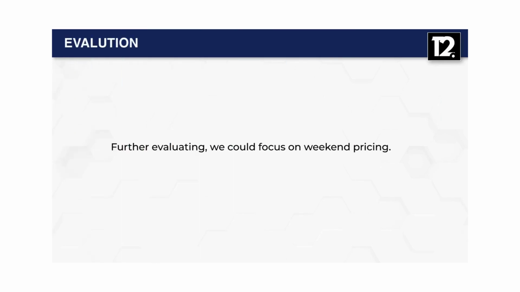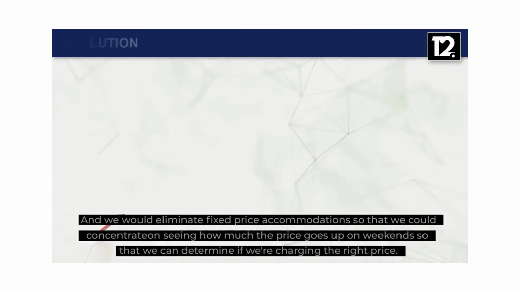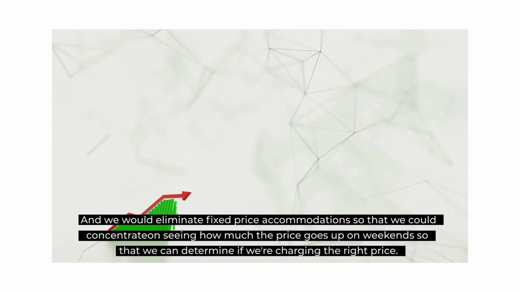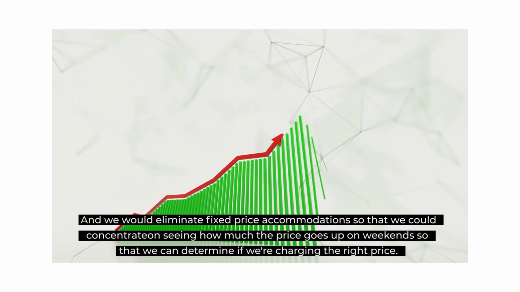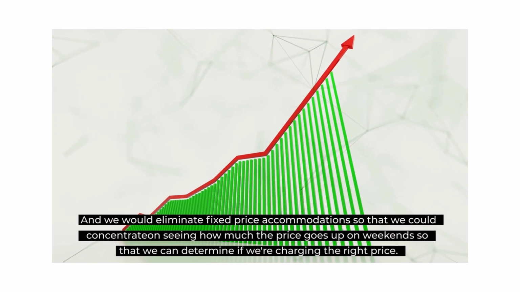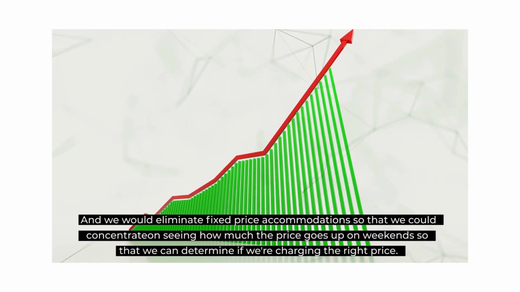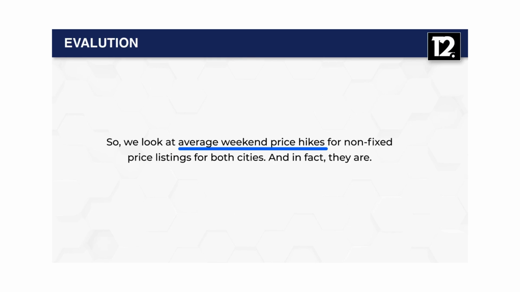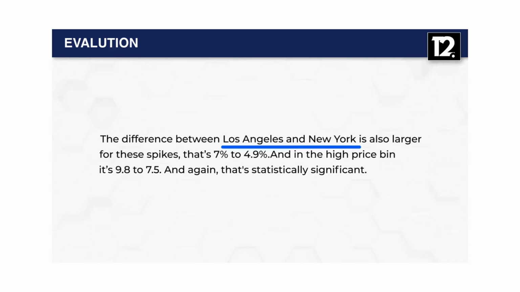Further evaluating, we could focus on weekend pricing, and we would eliminate fixed price accommodations so that we could concentrate on seeing how much the price goes up on weekends, so that we can determine if we're charging the right price. So we look at average weekend price hikes for non-fixed price listings for both cities, and in fact they are. The difference between Los Angeles and New York is also larger for these spikes, that's 7% to 4.9%, and in the high price bin it's 9.8 to 7.5, and again that's statistically significant.